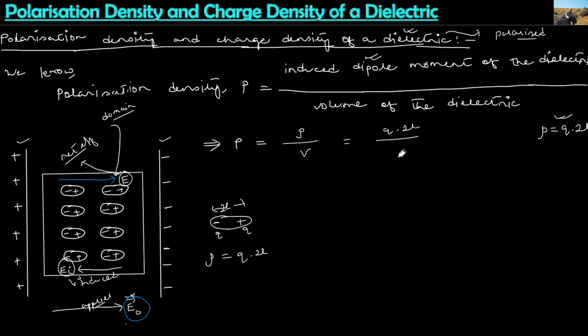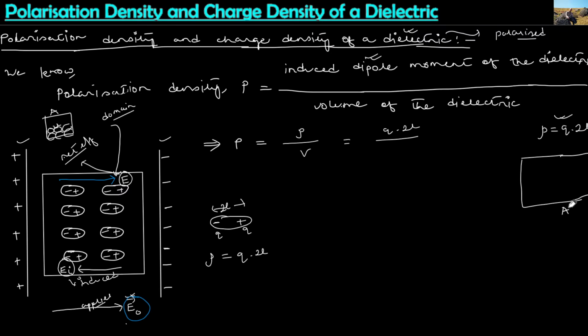And from here, what is the volume? The volume will be the area. If I consider this dielectric, the dielectric will be having a certain area. The area times all those electric dipoles. All the electric dipoles will be having what? Twice N.